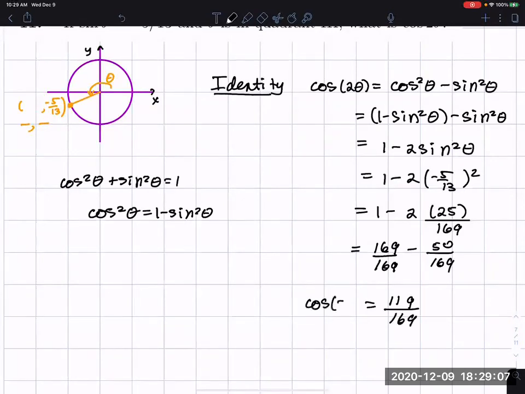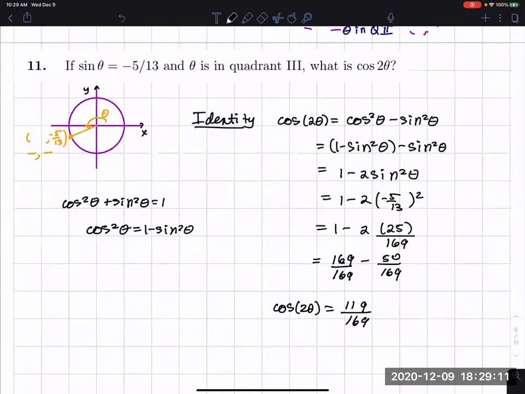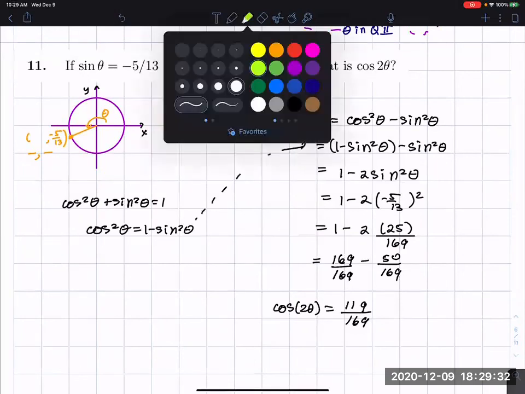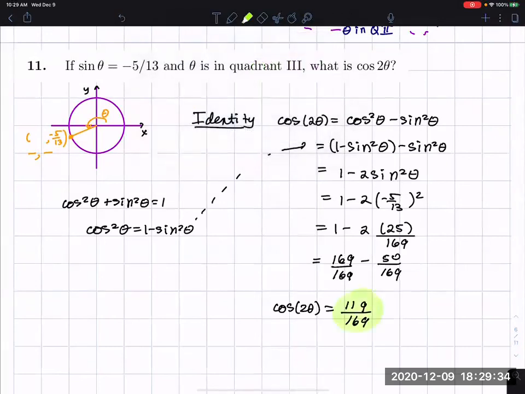So, okay, I was thinking that I would want to find cosine theta, which I can do using cosine squared theta plus sine squared theta equals 1. From there, I can find what cosine theta is equal to. But I'd have to know the quadrant. But actually, if I change this identity a little, I got it that way. Okay, so that finishes it.